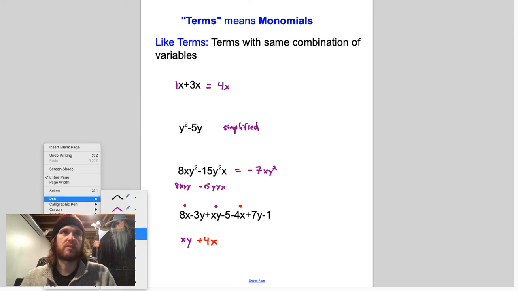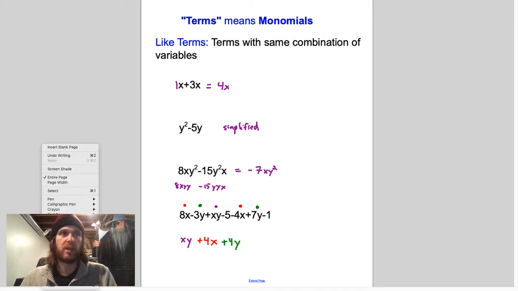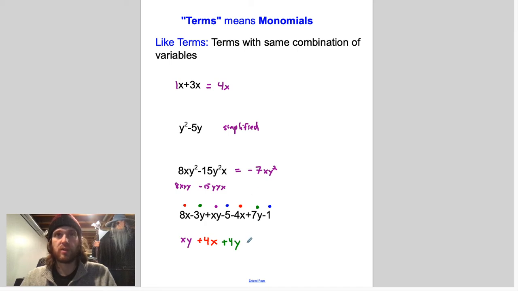Switch colors for the next one. And then 3y and 7y minus 3y plus 7y gives me also plus 4, but y this time. And then lastly, we have two constants that are both degree 0, and they will come at the end. So degree 2, degree 1, degree 1, degree 0 will be minus 6. So that's how you combine like terms.